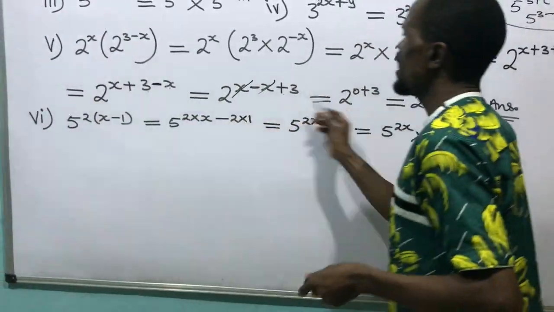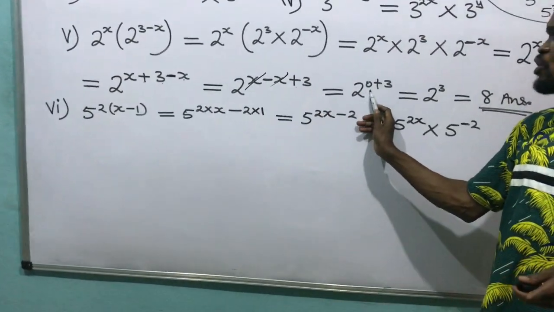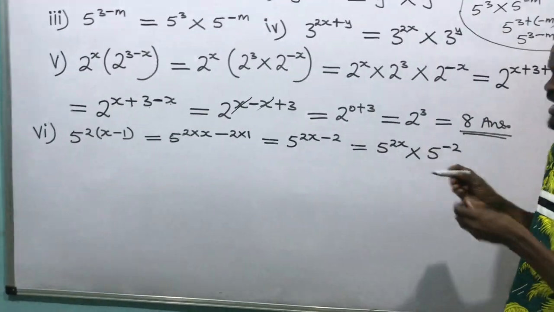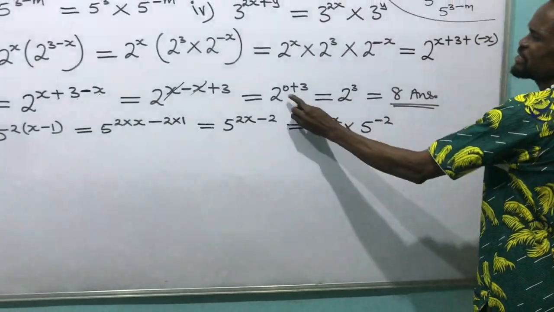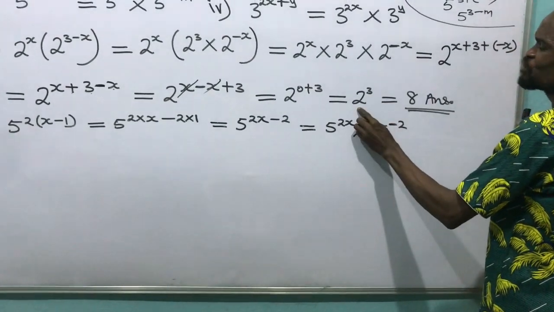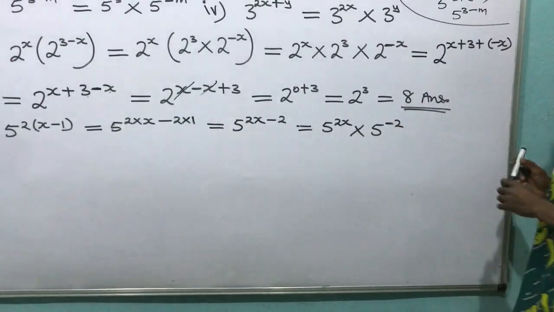Do you get what I'm saying now? x minus x will give me 0, plus 3. I have plus 3. 0 plus 3 will give me 3. That gives me 2 raised to the power 3, and 2 raised to the power 3 is 8.